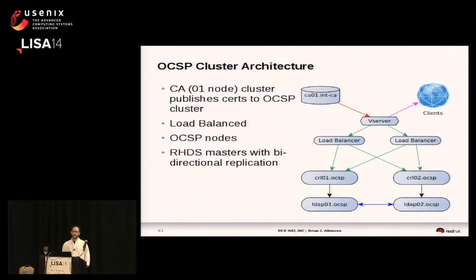On the OCSP cluster side of things, which is a completely separate component, separate architecture, basically our certificate authorities will publish the certs they've issued, what's still valid, to the OCSP cluster. These are load balanced nodes with essentially an F5 in front, balancing traffic between the various OCSP nodes. And of course underneath is a Red Hat Directory Server to provide the bidirectional replication.